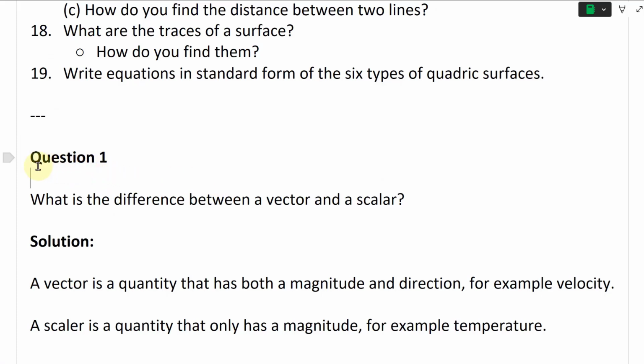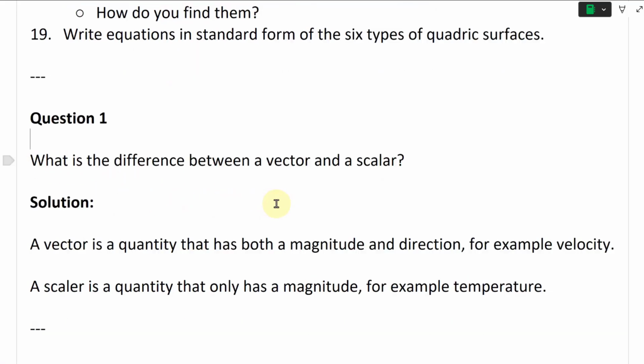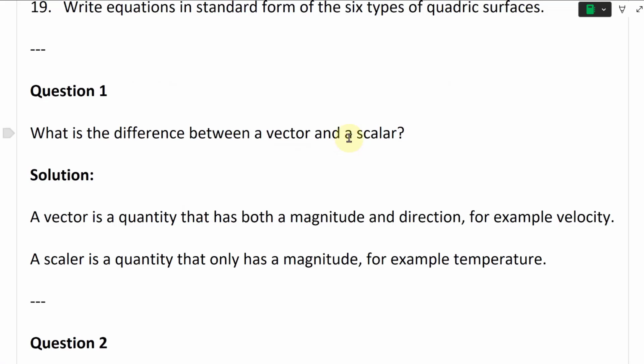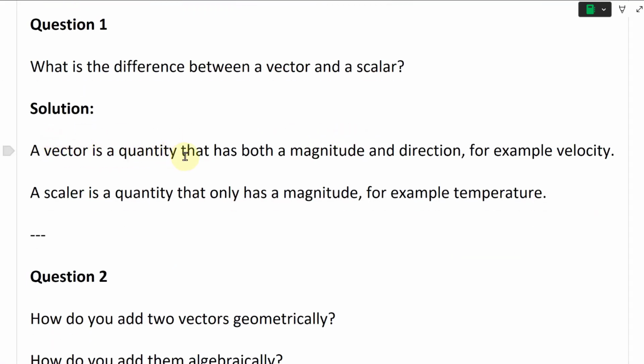So going further, question 1: what is the difference between a vector and a scalar? All right, so solution: a vector is a quantity that has both a magnitude and a direction. For example, velocity is going in this direction. So let's say you're going 50 miles an hour, and there's a direction there.